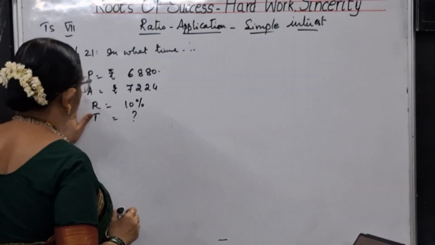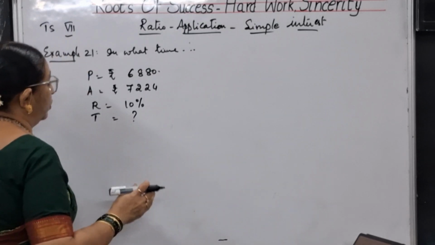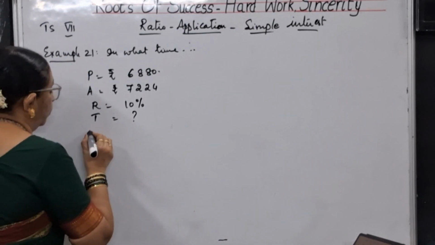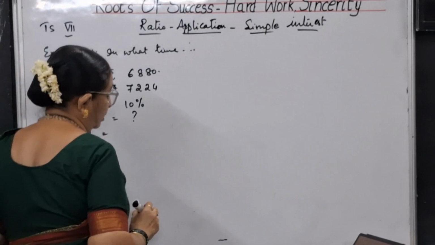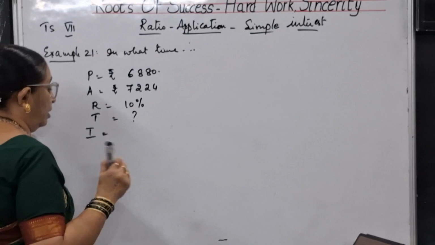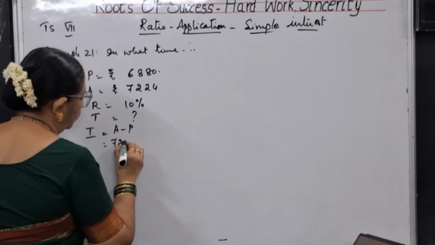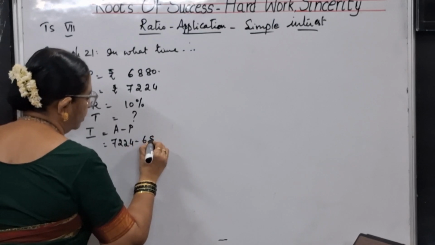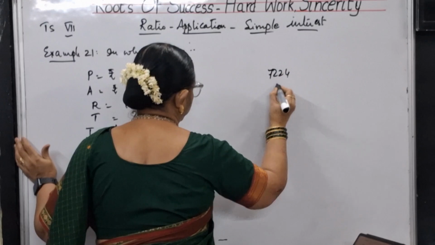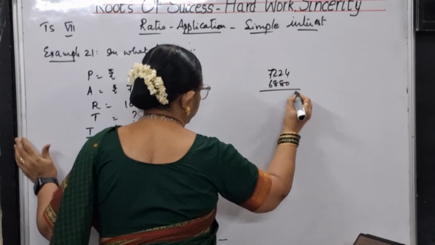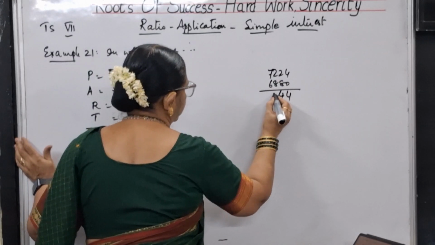So, we know that I means PTR by 100. So, we will be getting the answer only when you know I. I have already given you the formula, children. Amount is nothing but principal plus interest. Interest is nothing but amount minus P. That is 7224 minus 6880. So 4 minus 0 is 4, 2 minus 8, borrow, 3.